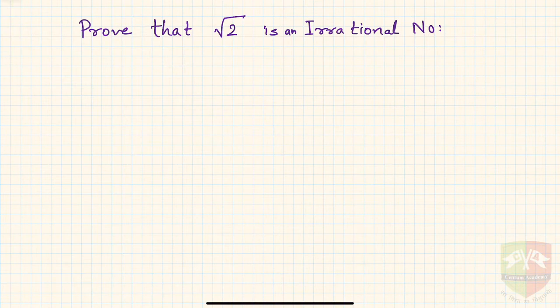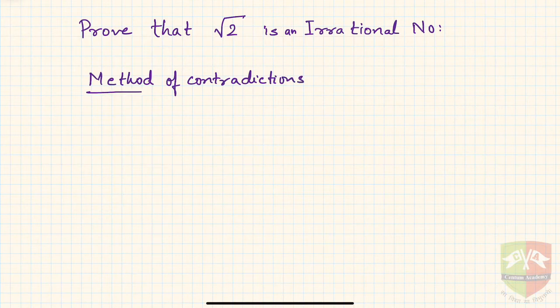in this proof, we learn a very important method of proving in mathematics, and that is called the method of contradiction. This is one of the methods deployed to prove multiple theorems and other results in mathematics. So while you learn how to prove root 2 is an irrational number, you also learn a very important method, called the method of contradiction. Now, how do we use this method is something like this.